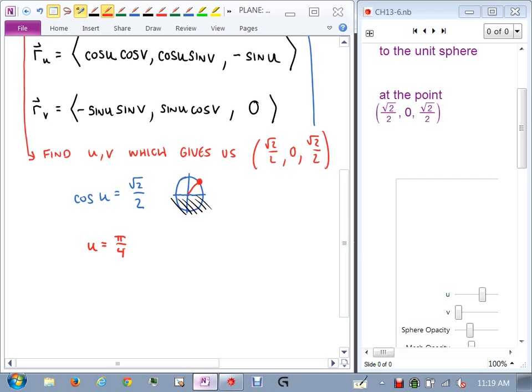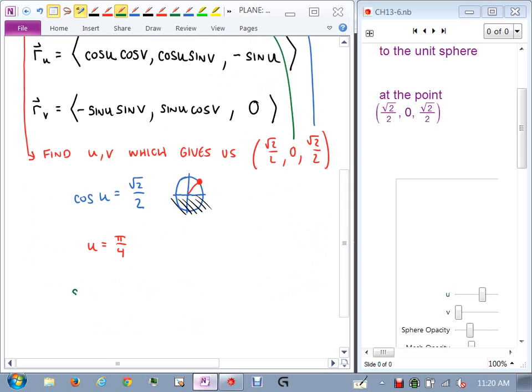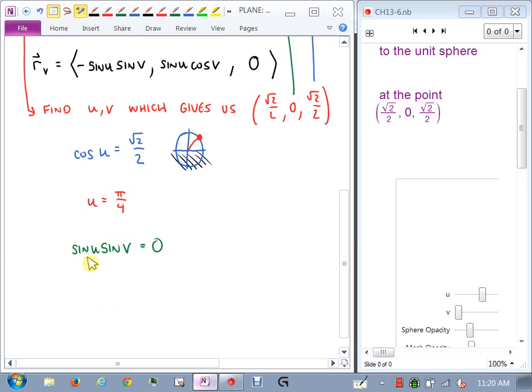Now, what else should we match up here? You said go to that middle one, right? This one. Sine u, sine v has to be 0, right? So let me just jot that down real quick. I know that sine u, sine v must be 0, but I already know what sine u is, right? What's sine of pi over 4? Root 2 over 2? So this really becomes root 2 over 2 sine v equals 0. And I can divide both sides by root 2 over 2. So I really just want to know where sine of v is 0.